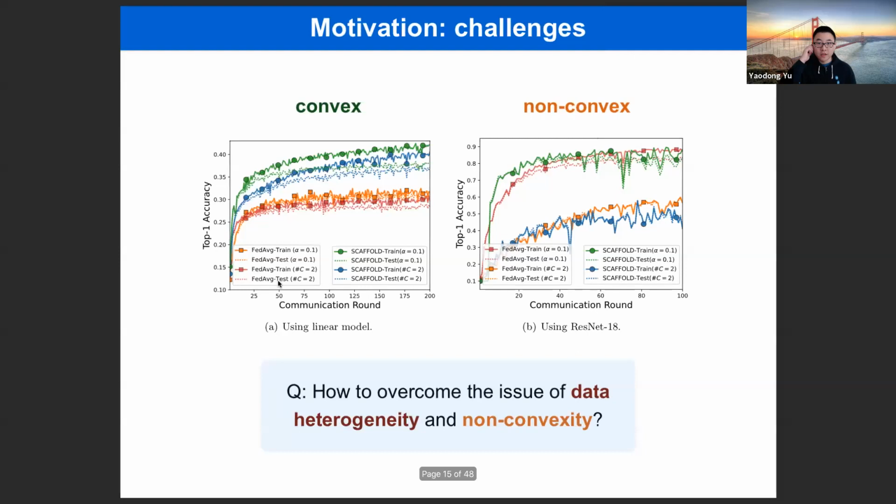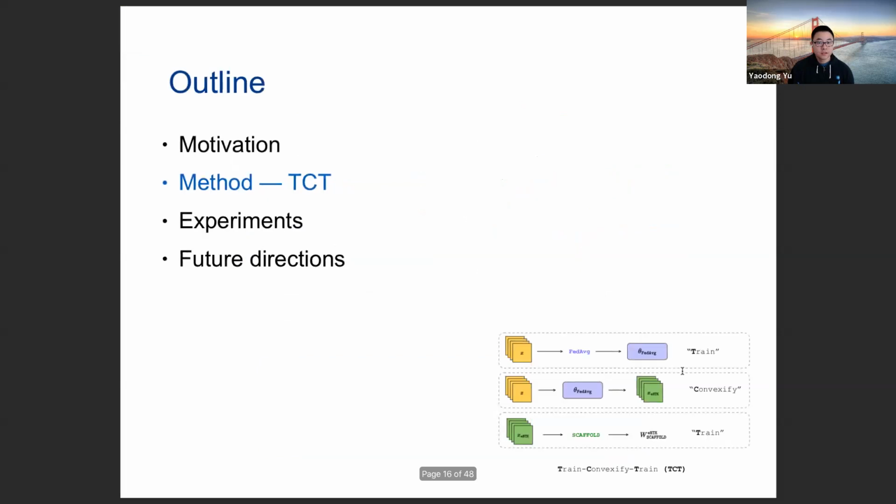Before we move on to the methodology, any questions or clarifications so far? Okay, cool.